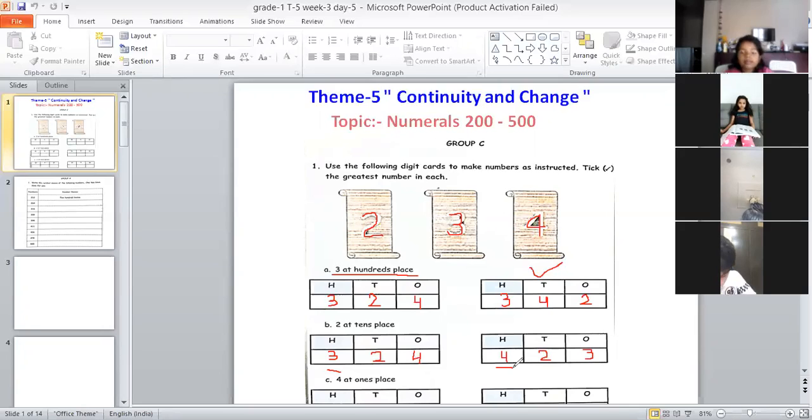So this means that 423 is bigger than 324. So we will put our tick on number 423. Yes, children, we always start comparing the numbers at the hundreds place first. And if the digits are the same at the hundreds place, then we will move on to the tens place. I hope you all have done your work till here. So I am clearing all this and I'll scroll my screen and move to the next question.